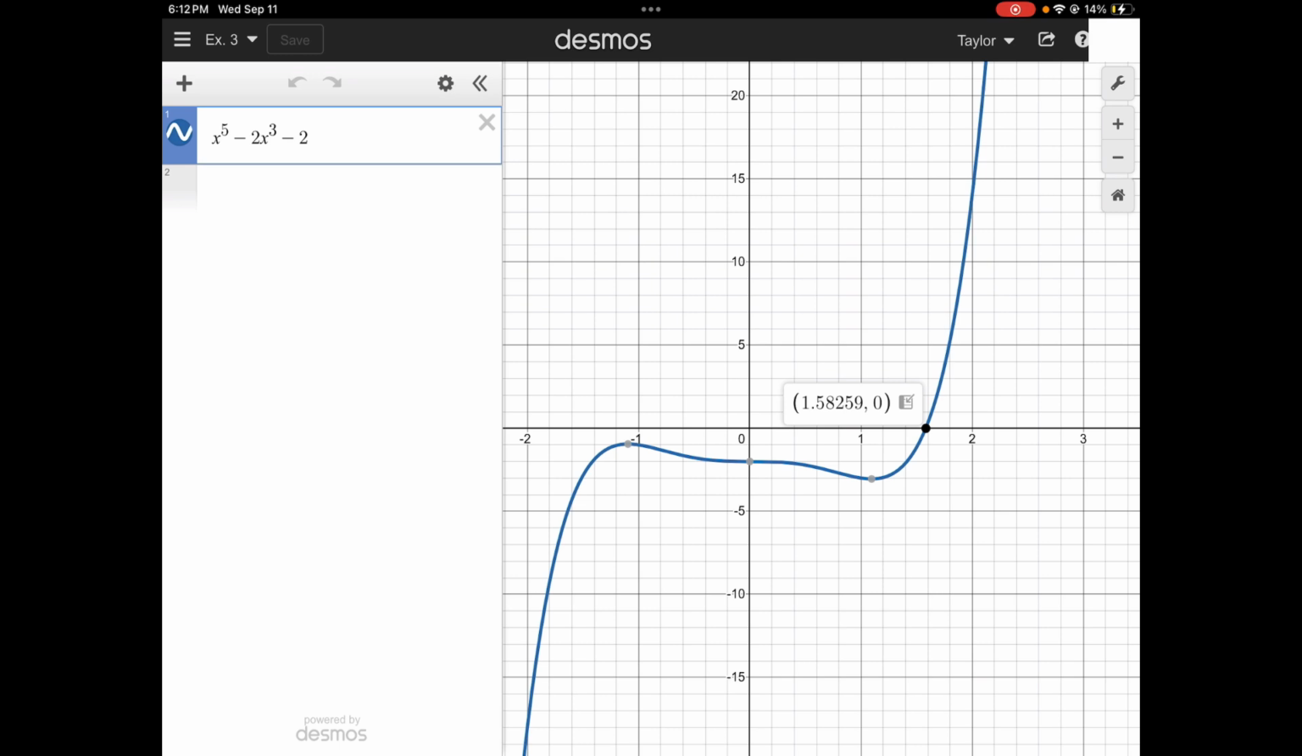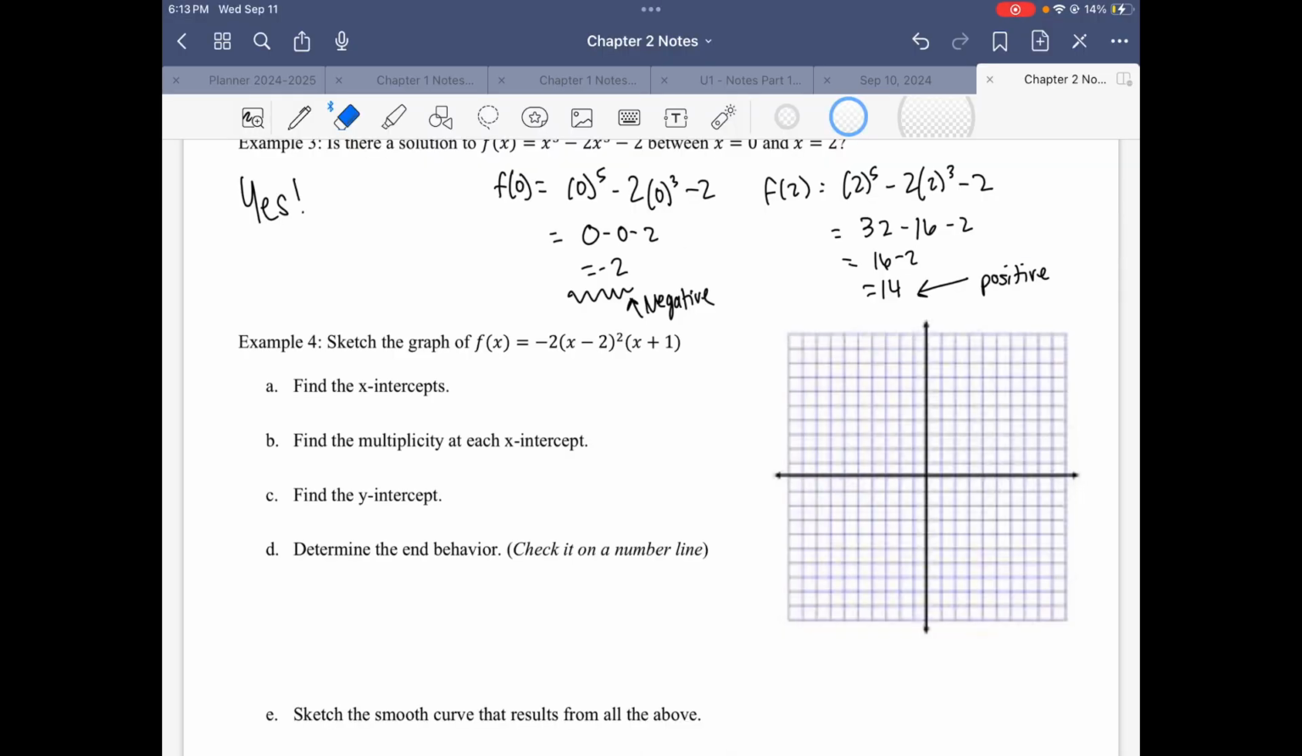It's right there. For this graph, the graph of f of x equals -2 multiplied by x minus 2 squared multiplied by x plus 1, the first thing we're going to do here is find our x-intercepts so that we can sketch this graph. So our x-intercepts can be found by setting each factor equal to 0. So x minus 2 equals 0 and x plus 1 equals 0. Go ahead and solve there, and we get that x equals 2 and x equals -1. So that's where our zeros are, or our x-intercepts, same thing, right?